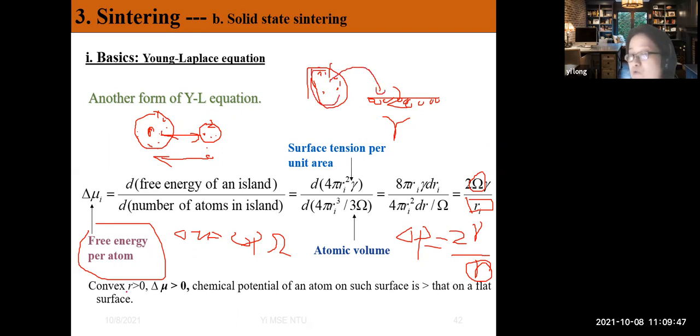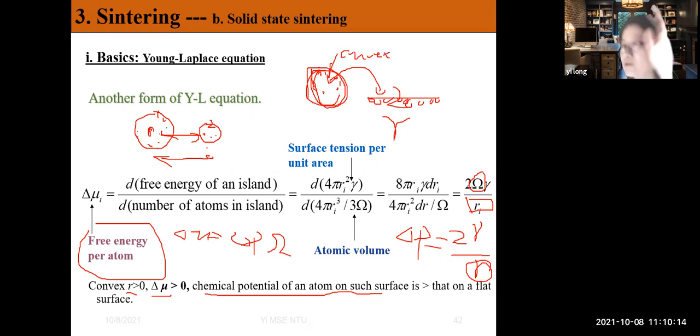The sphere is what we put here. At this moment, we call this a convex case. Don't worry about concave, I'm going to explain next week. Because it is convex, R is larger than 0, then mu is larger than 0. So the chemical potential of an atom on such a surface is larger than that on the flat surface. So in this case, we call it convex.